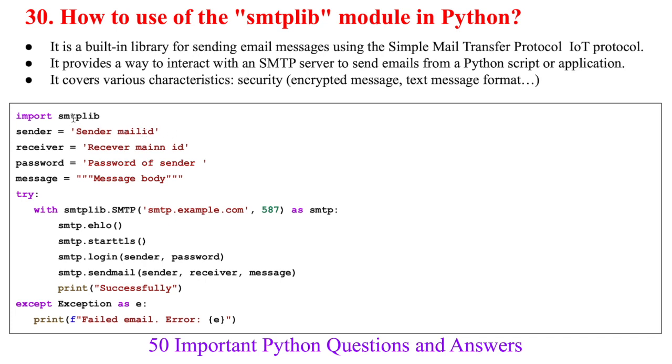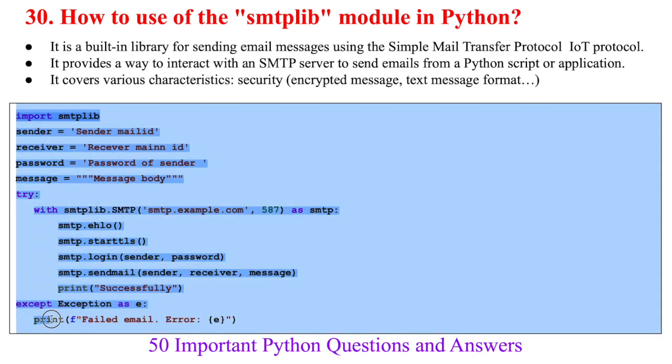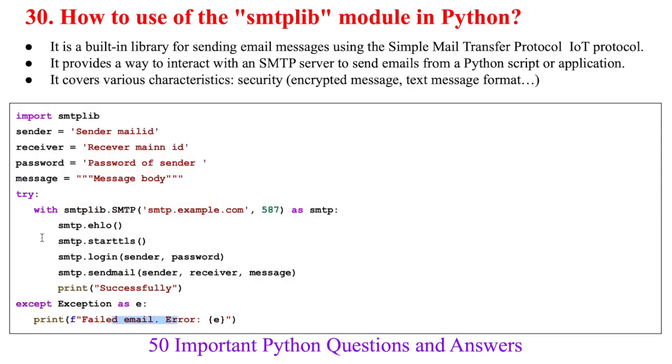So here we first import the smtplib module and provide the necessary information such as the sender email address, receiver email address, and email message. We then use the SMTP method to create an instance of the SMTP server, and use the login method to authenticate the sender email address and password. Finally, we use the sendmail method to send the email and print a success message if the email is sent successfully, or print an error message if there is an exception while sending the email.